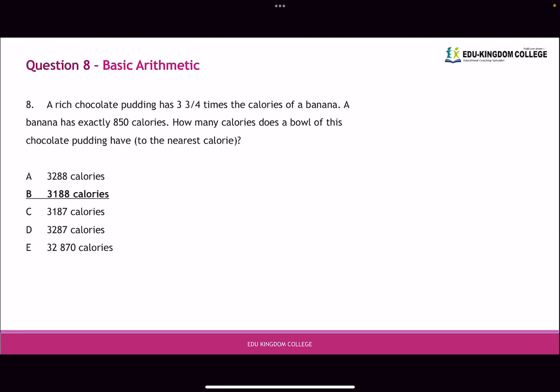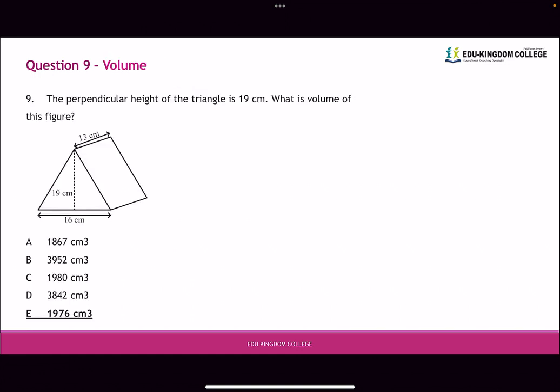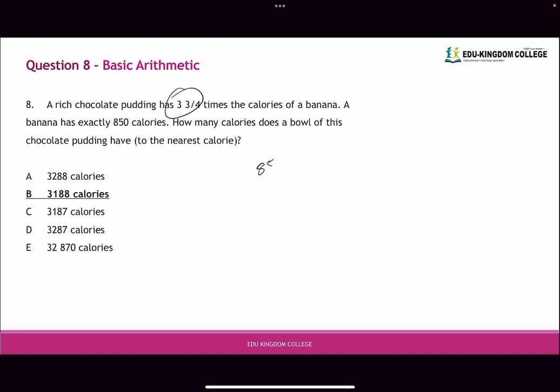So, a banana has exactly 850 calories. A rich chocolate pudding has 3 3/4 times that. So how many calories does a bowl of chocolate pudding have? So what's 850 times 3? So it's 0, 5, carry the 1 over, 25. And then we also need to do the times 3/4. So 850 divided by 4 is 2, 1, and then 2.5. So that was a 1 getting carried over, which is why we get 2.5.